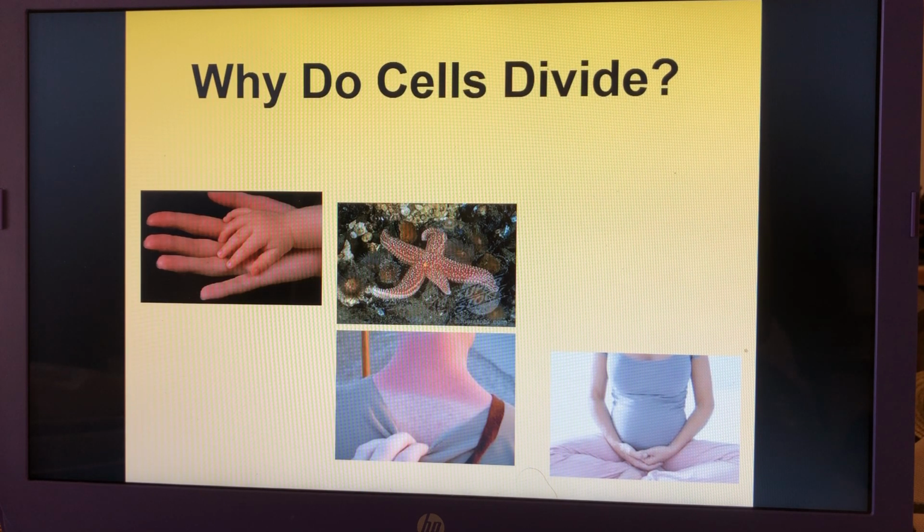Today we are going to be discussing cell division. There are two types of cell division. There's mitosis and there is meiosis. Today we are discussing mitosis, which is the division of body cells.